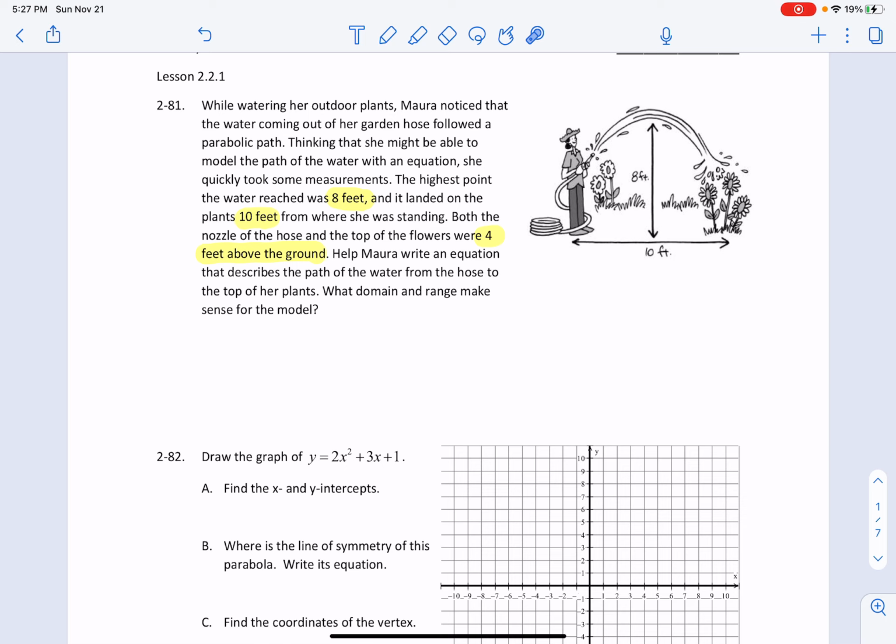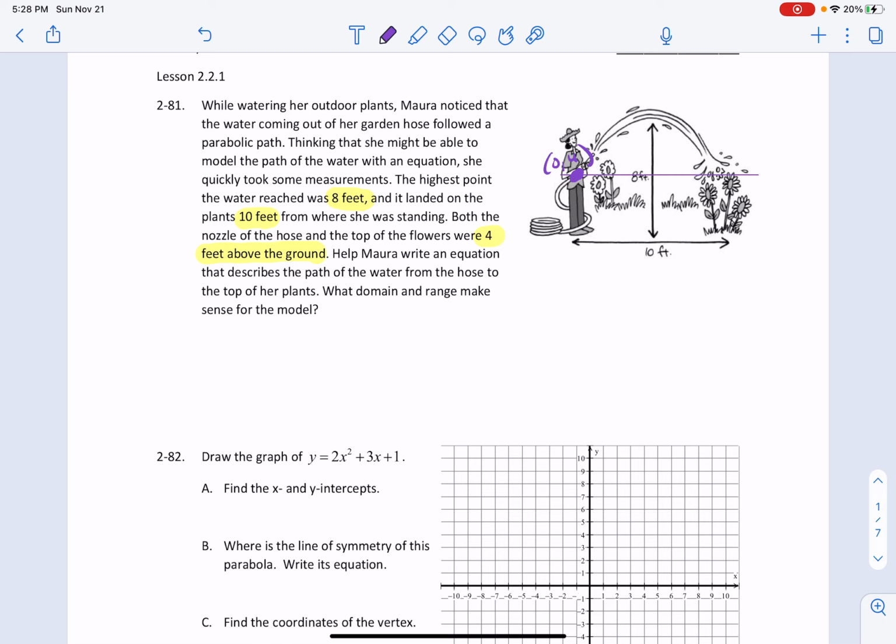So the first thing that I'm noticing here is they're talking about being 4 feet above the ground. So if I were to start sketching this, where the hose is, we're not really looking at the graph from down here. I feel like our graph is going to start right here. So I'm going to go ahead and just sketch that. Okay. So it looks to me like our graph is starting at 0, 4. Like a 0, 4. Okay.